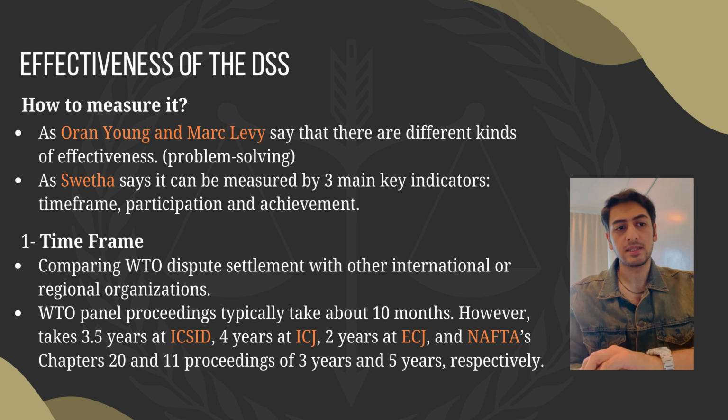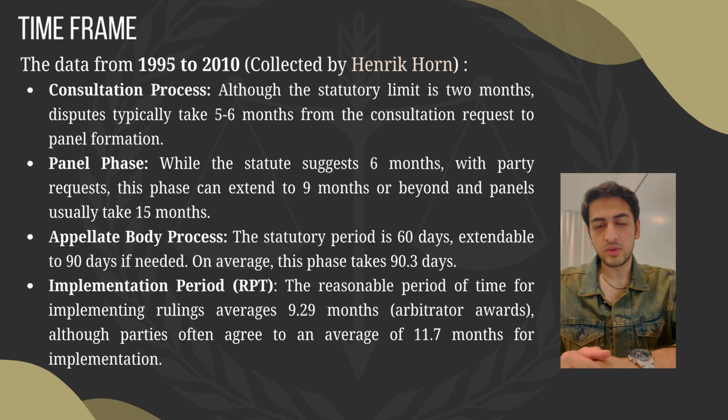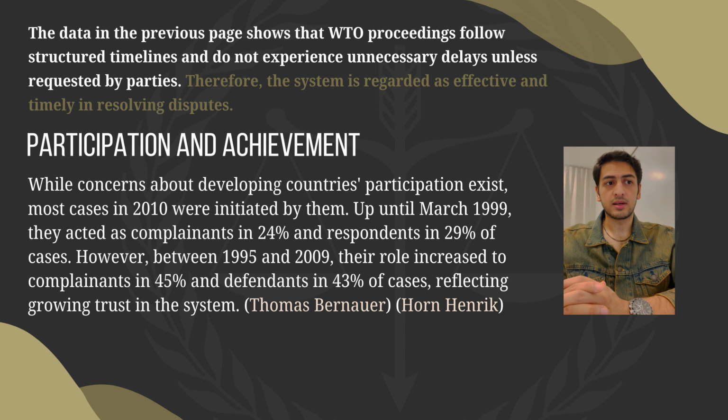A similar pattern exists with other organizations. Cases take around 4 years at the ICJ, 2 years at the ECJ, and NAFTA's Chapter 20 and 11 proceedings take 3 years and 5 years respectively. From 1995 to 2010, the data highlights the average time taken at each stage, which you can see in this slide. The data on the previous page shows that WTO proceedings follow a structured timeline and do not experience unnecessary delays unless requested by parties. Therefore, the system is regarded as effective and timely in resolving disputes.